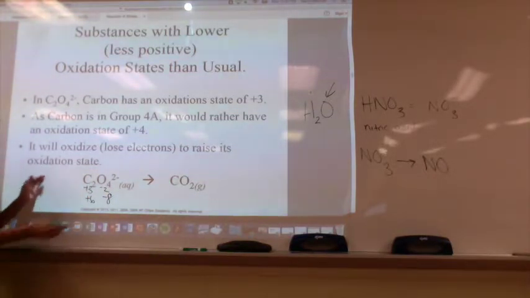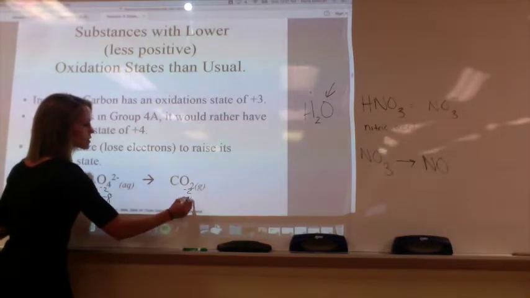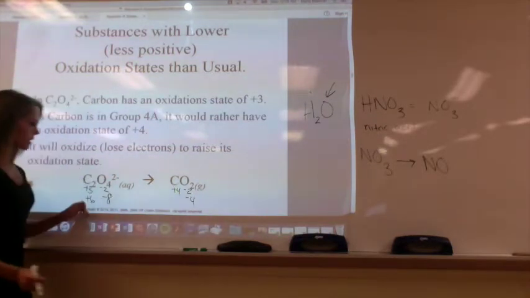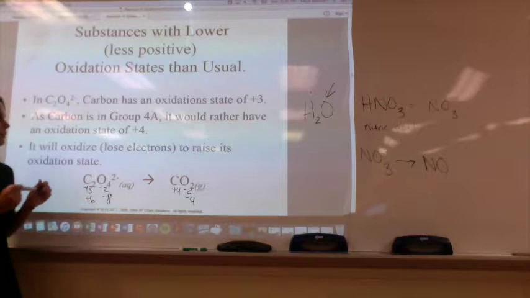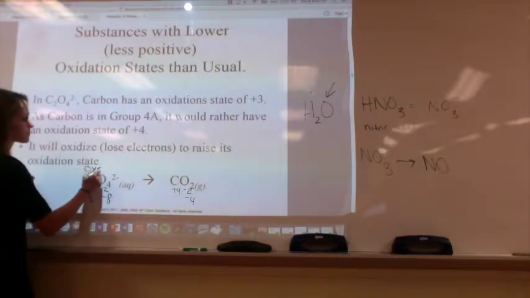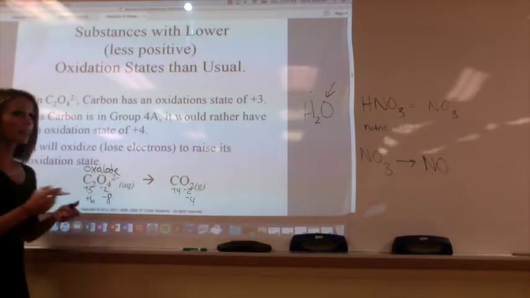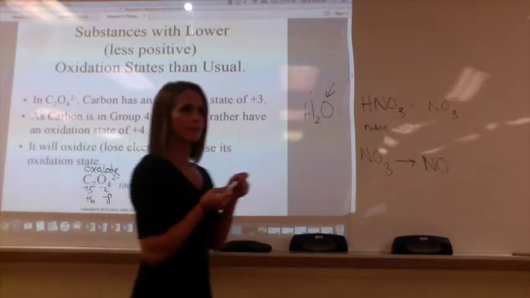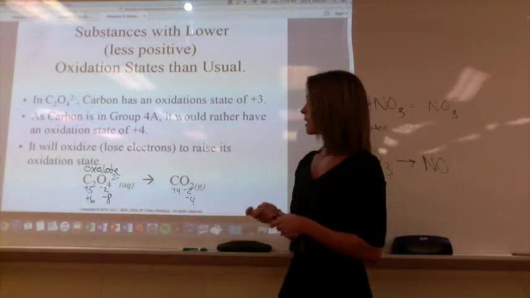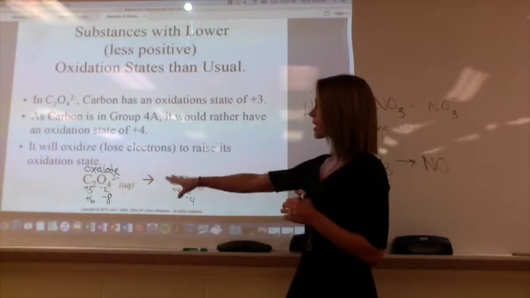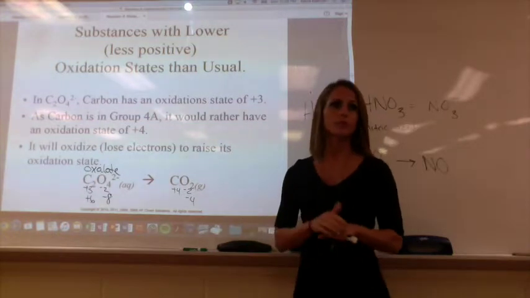Carbon wants to be a +4, so how do we make it a +4? We make carbon dioxide. You have to memorize that this is oxalate. So again, it'll say something like sodium oxalate or potassium oxalate. You're going to memorize that oxalate becomes CO2.